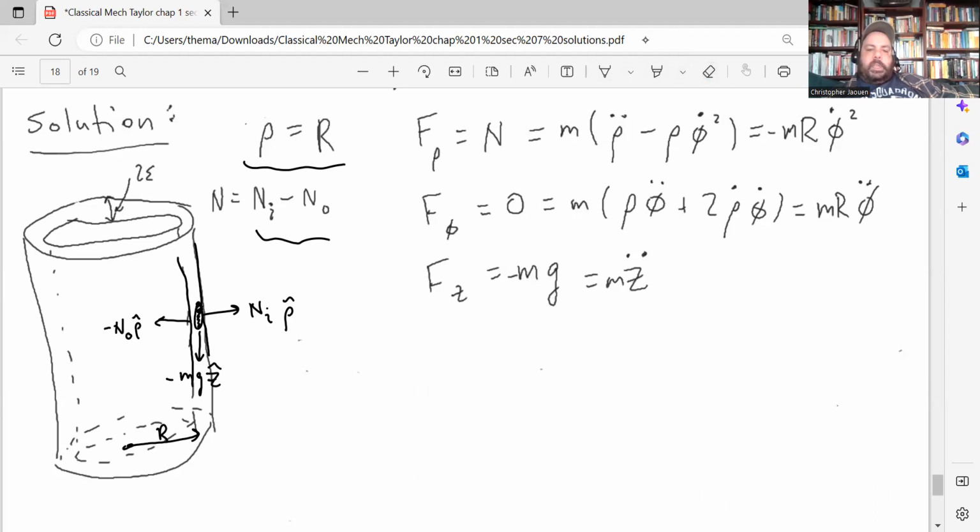All right, and then the force in the phi direction is 0. There's nothing accelerating. There's no force acting on the puck in the phi direction. So that would be 0. And again, by Newton's second law, that's equal to this expression here. And again, rho dot is 0 because rho is fixed. And when you plug in capital R for rho, you get this expression here. So m R phi double dot is equal to 0. So now we have our differential equations that we have to solve, which I did on the next page.